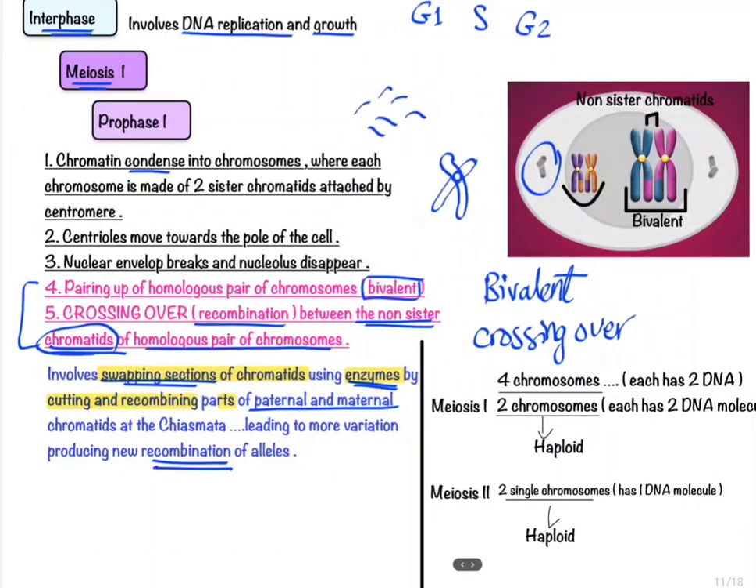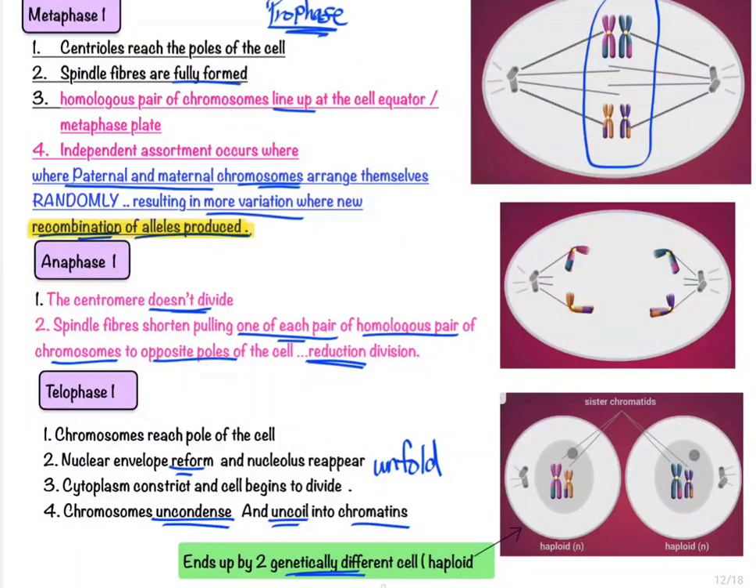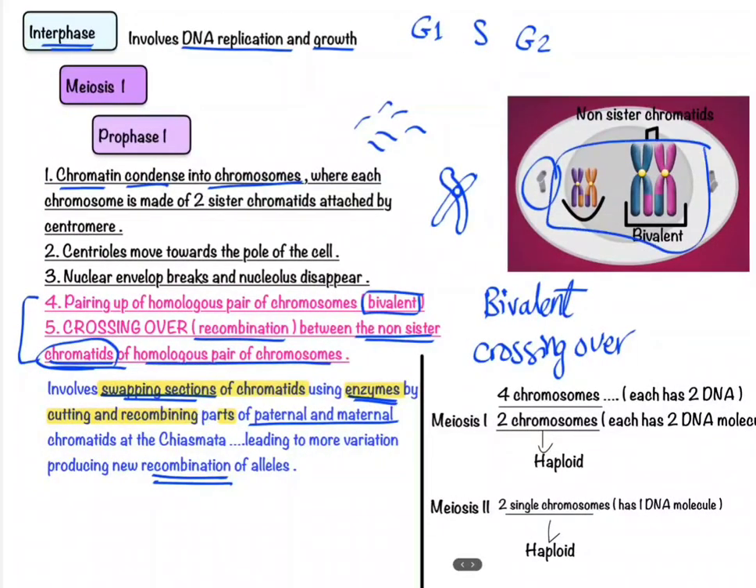If you can remember in prophase, the very first step we talked about was the chromatin condensing into chromosomes. We're now getting back to the starting point, okay? Where the chromosomes uncondense and unfold themselves into chromatin, where we now end up with two genetically different cells, which are haploid. Here in each cell I can find two chromosomes. At first I had 4, so that's half of it, okay?